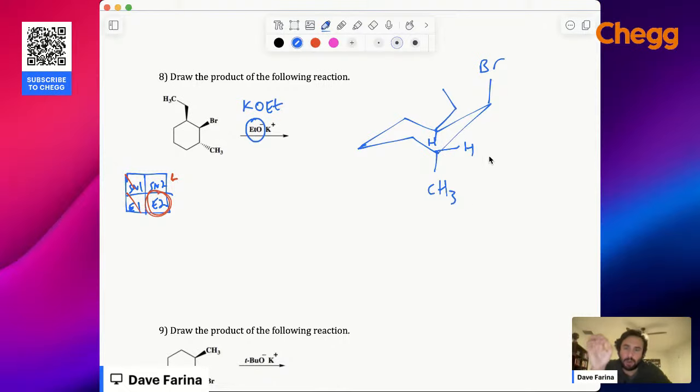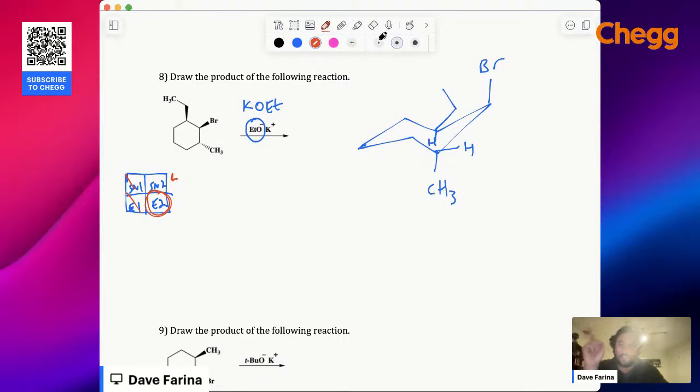Now, the reason that we have to draw this is that in order for E2 to occur, both the proton being extracted by the base and the leaving group have to be axial because they have to be anti-periplanar. The only way for the p orbital overlap to occur in order for the pi bond to form is for the leaving group and the proton to be axial and anti. So if we were to draw the Newman projection of this bond right here, this bromine and this proton would be anti to one another.